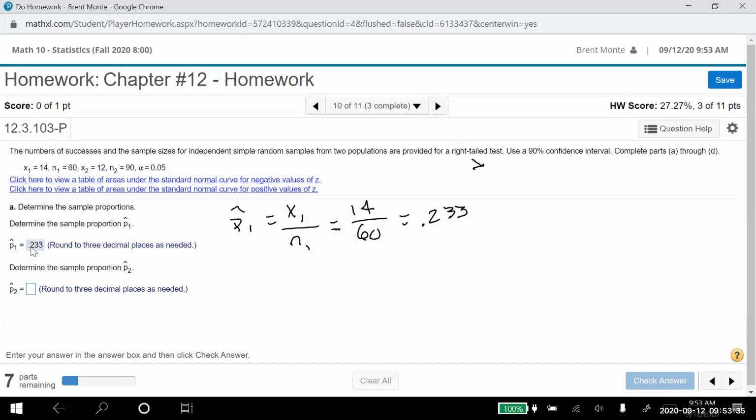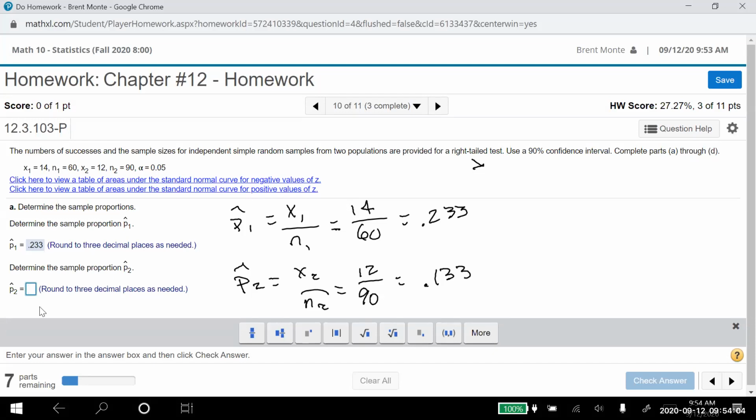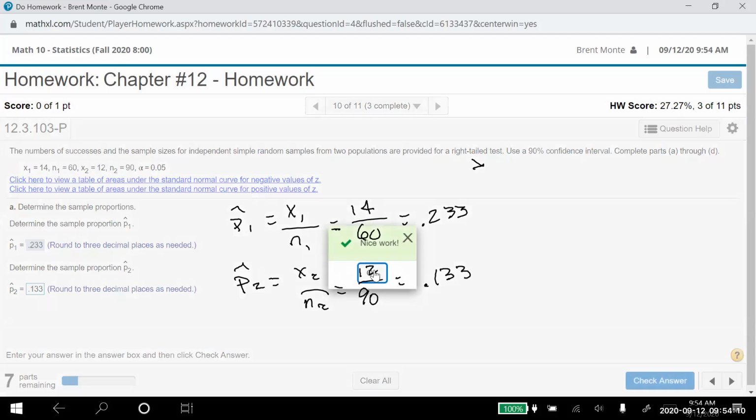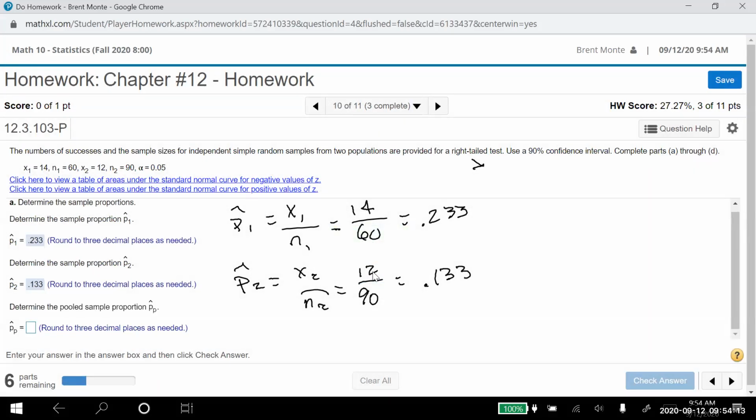Oh, p hat sub 2. All right, let's do p hat sub 2. So p hat sub 2 is going to be x2 over n2. Well, that doesn't seem so bad. That was 12 out of 90. 12 divided by 90 is 0.133. Well, it looks like there's a pretty big difference in the two proportions, doesn't there? But again, let's do the calculations. Pretty small samples here compared to what we had last time. Is that a big enough difference to show that we actually do have a right-tailed test here?